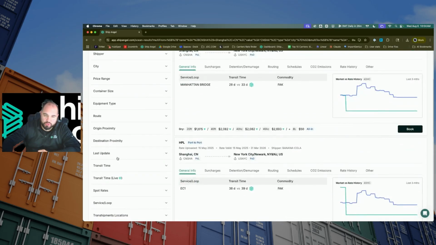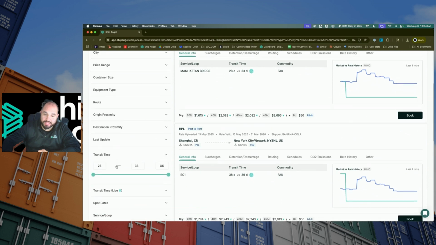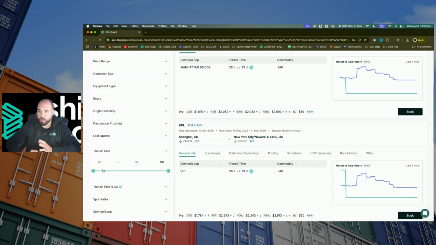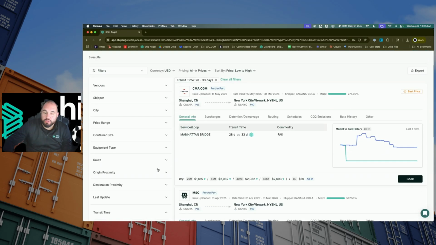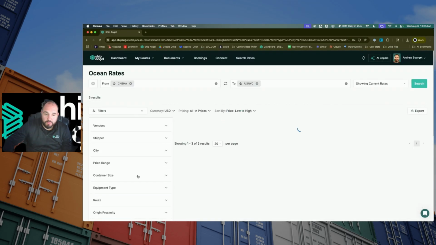Additionally, there are other useful aspects here, like transit time. If you are working on an order or a shipment and I need something that's less than 38 days, I need something that's closer to 33 days, we can populate the results to give you those time frames that you're looking for to potentially move some cargo on.